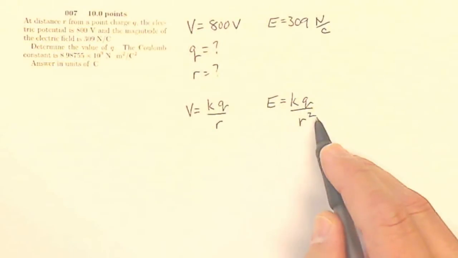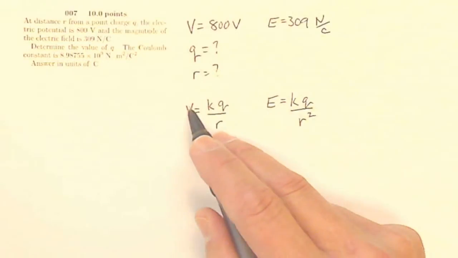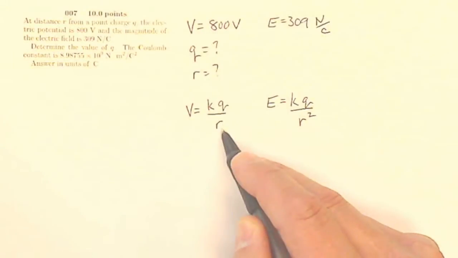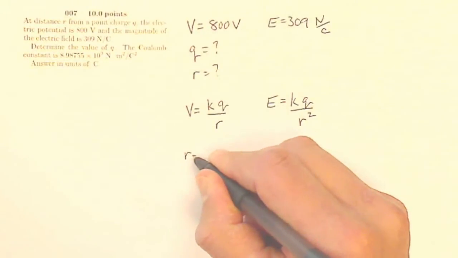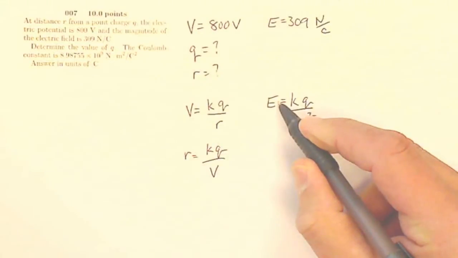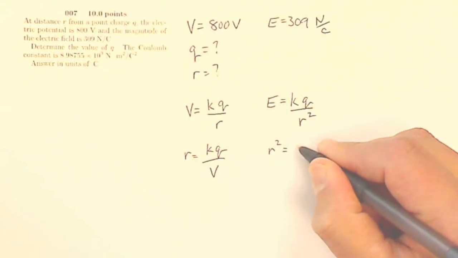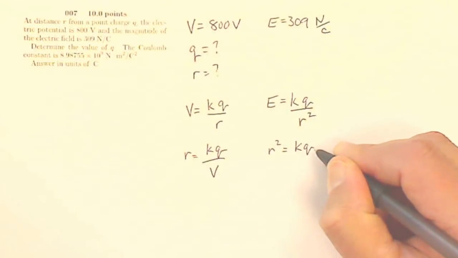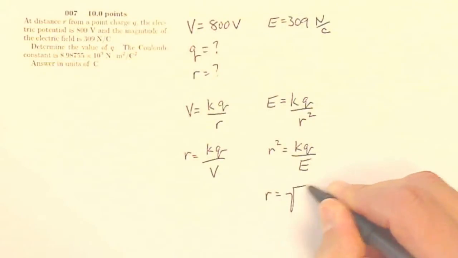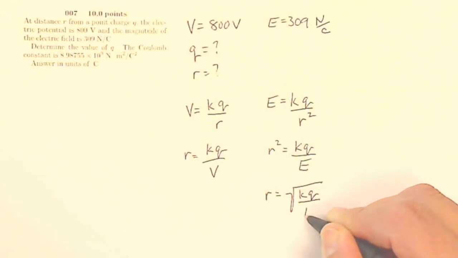And here it's E is KQ over R squared. The fancy way of doing this would be to know that I've got R and Q, and I don't care about R. So if I solve this formula for R, I get R equals KQ over V. Over here I've got R squared, but I can rearrange. I can get R squared equals KQ over E. So that means that R equals the square root of KQ over E.